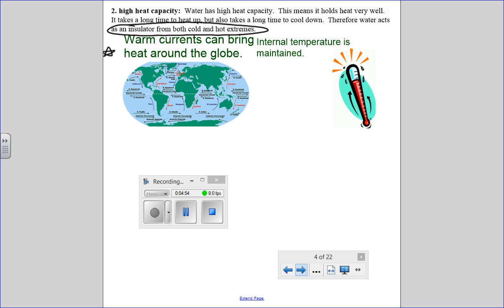Water can help bring heat around the globe. Water flows. Water can bring heat energy that was absorbed at the equator to more polar regions, thus moderating the temperature. Hot places aren't so hot because water stores some of that heat. Cold places aren't so cold because water releases some heat out into the environment.